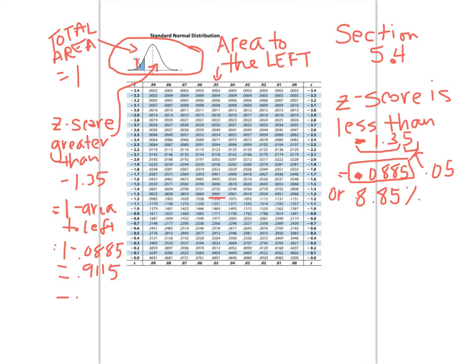So the area to the left of that z-score, negative 1.35, which would be, think of it, the area in blue in this little picture, is 0.0885. The area to the right, the probability that the z-score is greater than negative 1.35, would be 0.9115.